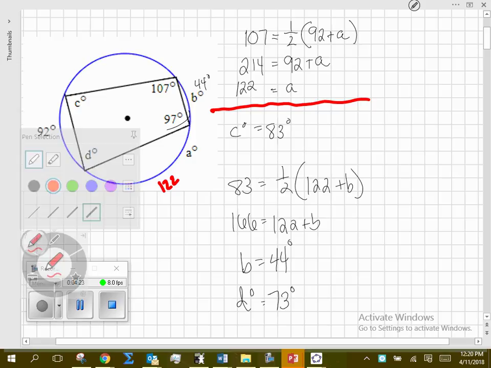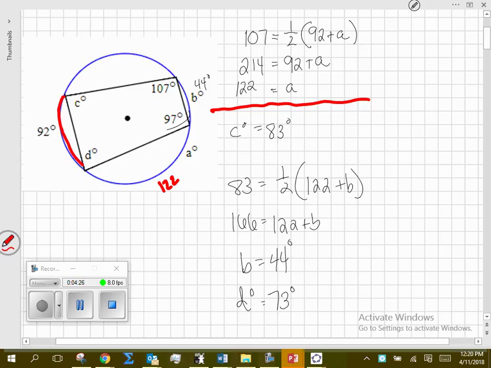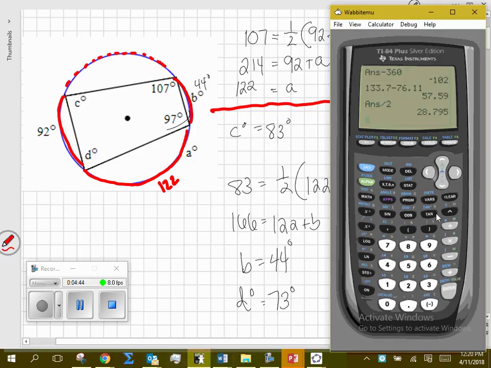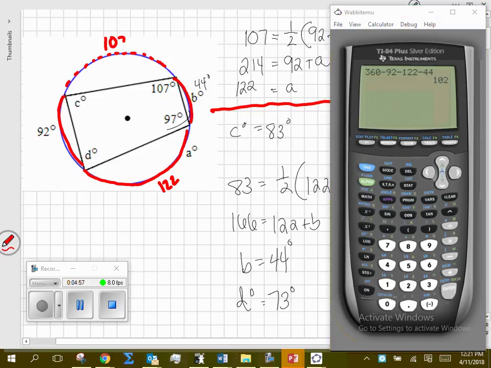If I look at that arc and that arc, can I add those together? Yes. And then you need that arc. And what is the relationship between all four of those arcs? They equal 360. So if I've got three of them, 360 minus the 92, minus the 122, minus the 44, does that give me this arc up here to be 102 degrees? Yes. Now, why would I want to do that?